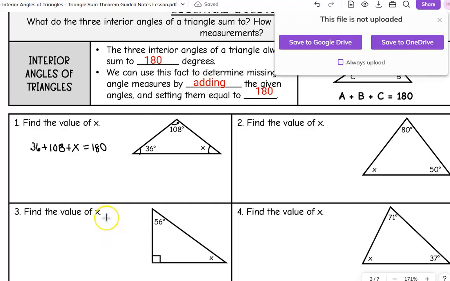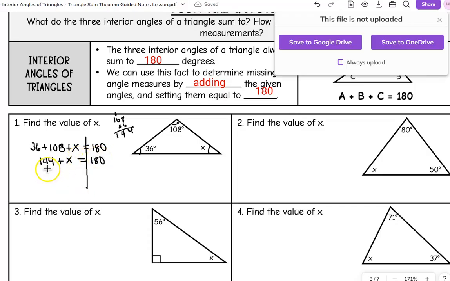So I'm going to combine like terms. 36 and 108 are constants, which means they're just regular numbers. They're on the same side of my equal sign, so I do what it says. 108 plus 36. Since you guys don't have calculators, 8 plus 6 is 14. 3 plus 1 is 4. So 144. So now I have 144 plus x equals 180.